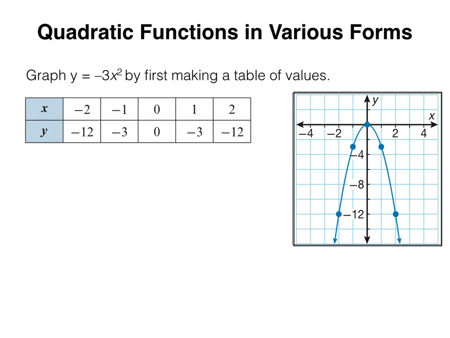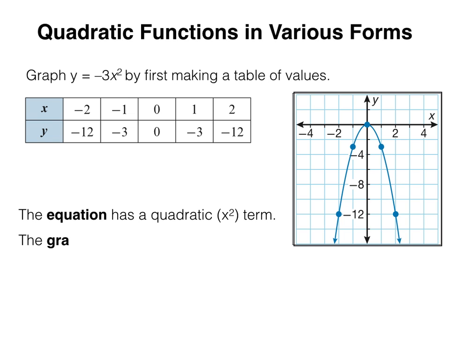What I notice about this particular curve is it is also a U-shape, but this one points down. It has a quadratic term, and the graph is called a parabola. That's the name of this type of curve. Now, if I take a look at my table of values, I notice as x increases by 1, here y is increasing by 9, but then y increases by 3, then it decreases by 3, and then it decreases by 9.